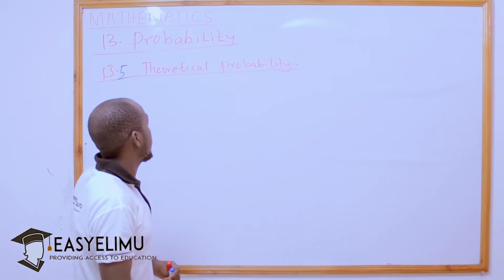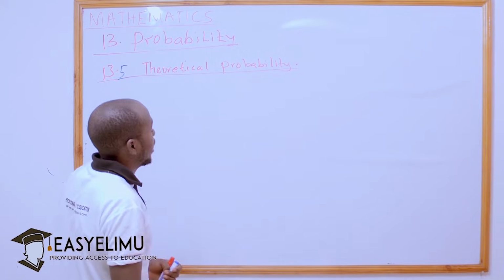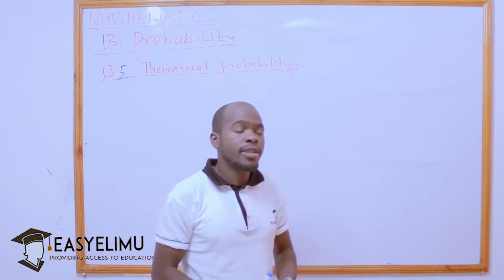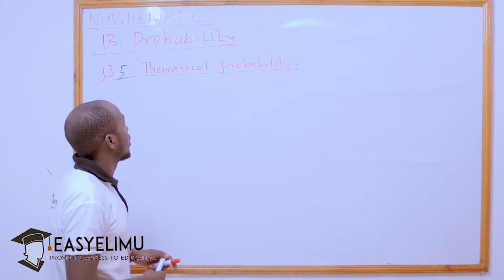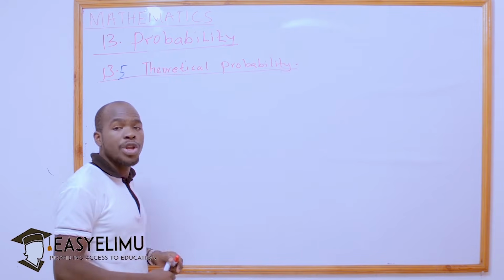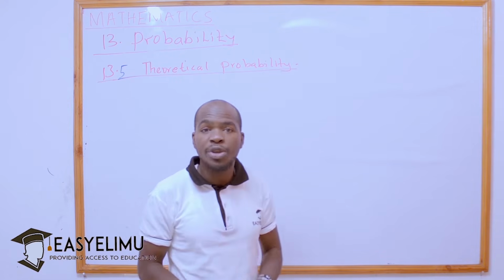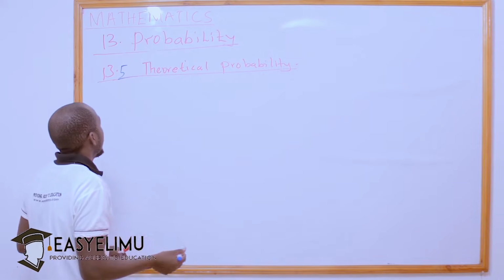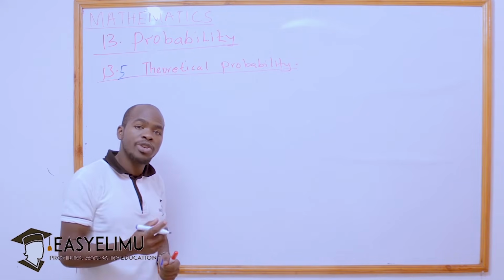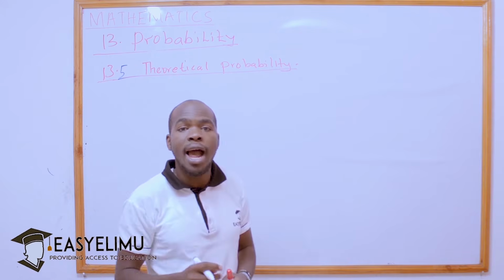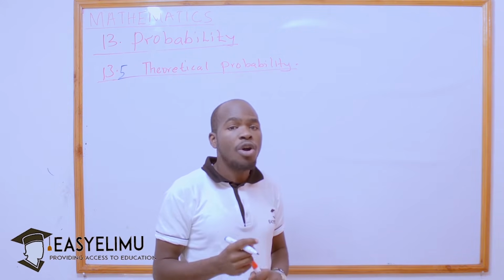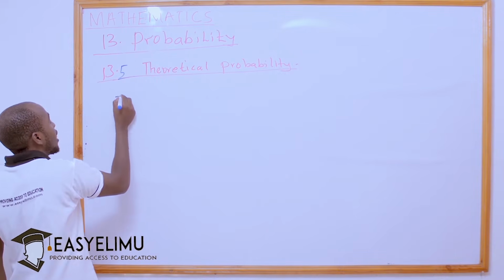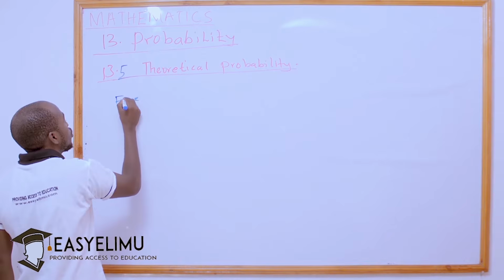Let's see how we can find a theoretical probability. This is the probability obtained in a case where we don't require past experience in whatever we are finding. For example, for a coin, we know the physical nature of a coin is that the head and tail have equal chances of occurring. That is a half.